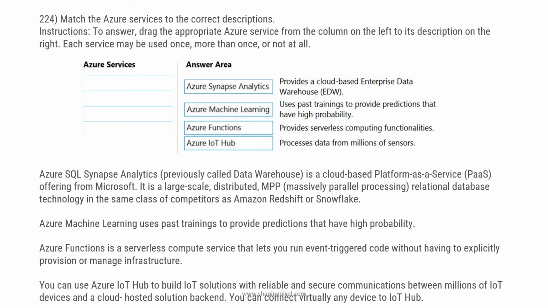And Azure Functions is a serverless compute service that lets you run event-triggered code without having to explicitly provision or manage infrastructure. And you can use Azure IoT Hub to build IoT solutions with reliable and secure communication between millions of IoT devices and a cloud-hosted solution backend. You can connect virtually any device to IoT Hub.